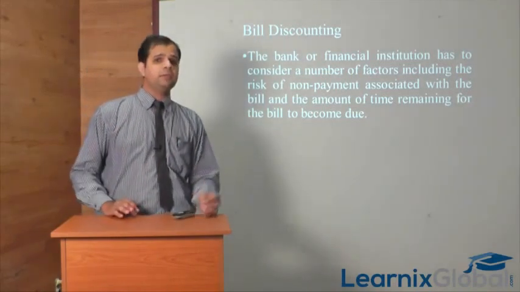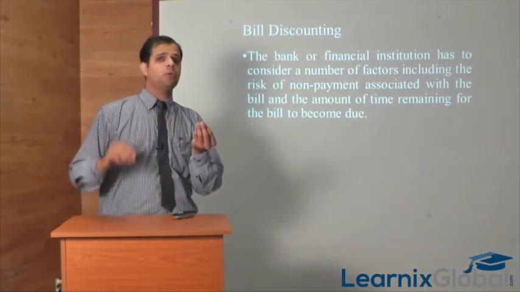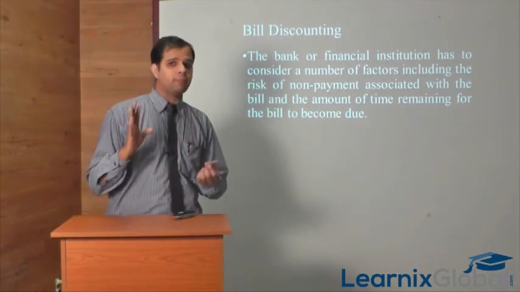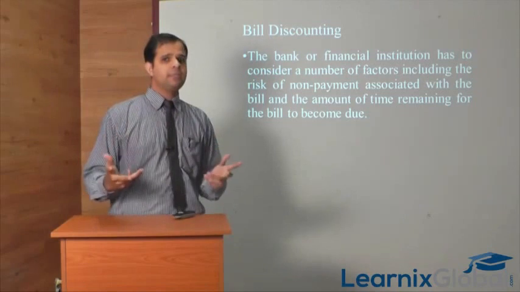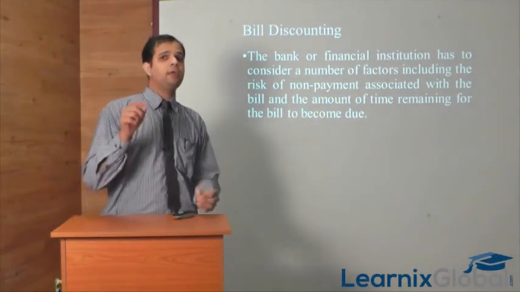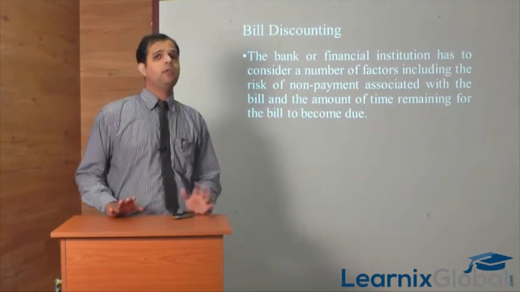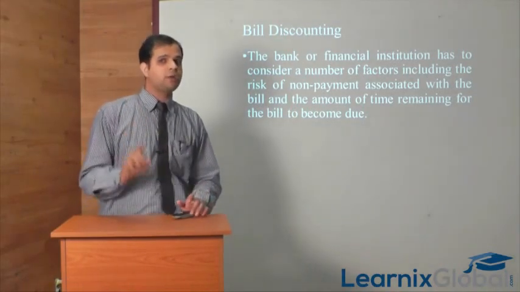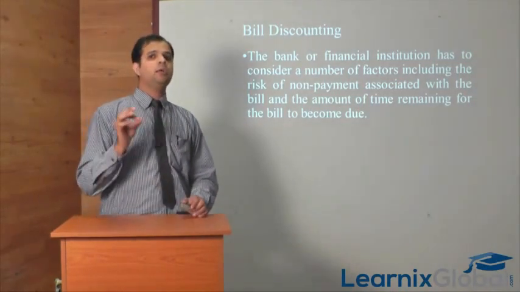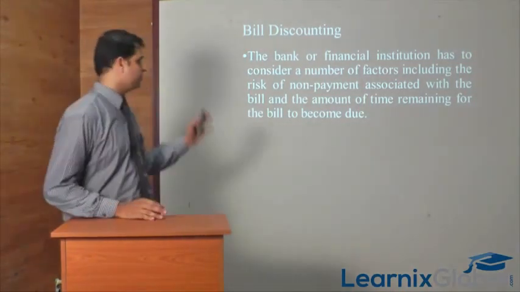Associated with the bill. So if the bill amount is so and so, what percentage is the chance that the bill will be realized on time? If it is 80%, then it is good. If it is only 20%, then the complete risk is handled by the banker. So before discounting, the banker will look at the credentials or the probability of default.